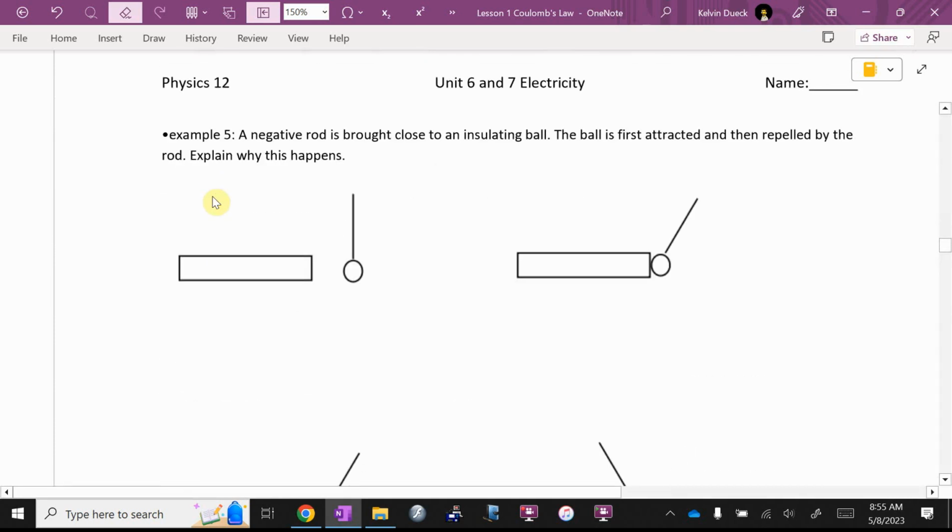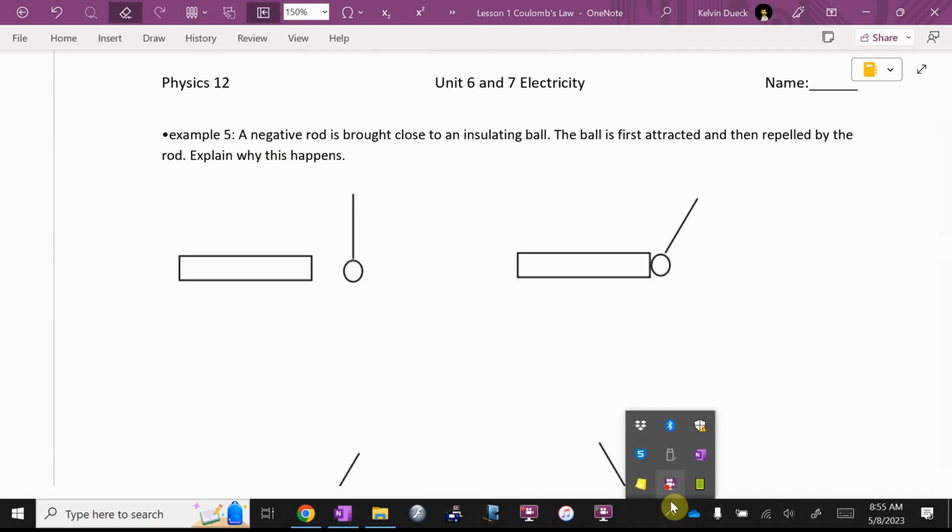Example 5. A negative rod is brought close to an insulating ball. The ball is first attracted and then repelled by the rod. Explain why this happens. Let me pause the video for a second. We're going to use something called a charge diagram. Now, we should point out a charge diagram can't show every charge because there were probably billions of electrons involved in what you just saw. Can I draw billions of electrons? No.